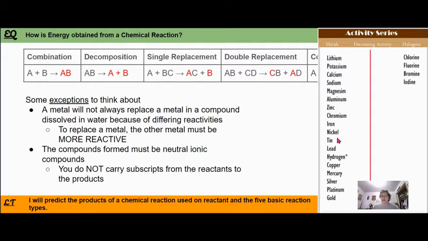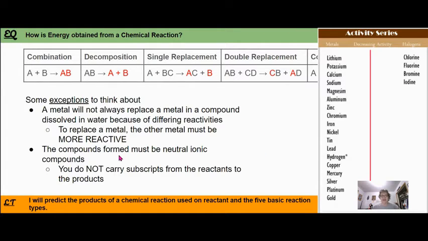If you're looking at this list, these are the most common types that we would use. The one that you're trying to add has to be higher on the list than the one that you're trying to take away. The same thing goes for the four halogens: chlorine, fluorine, bromine, and iodine. But we don't necessarily look at those quite so closely.